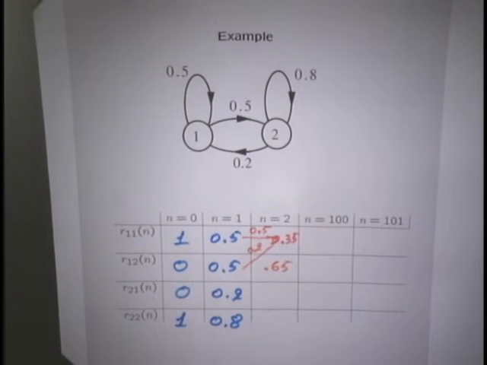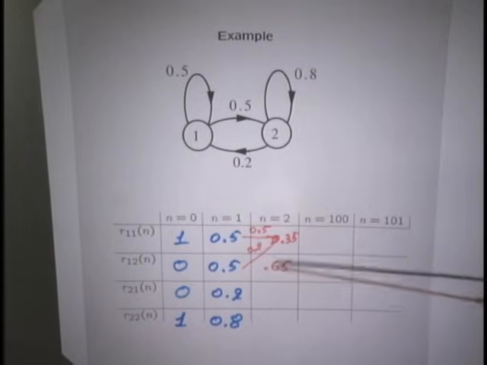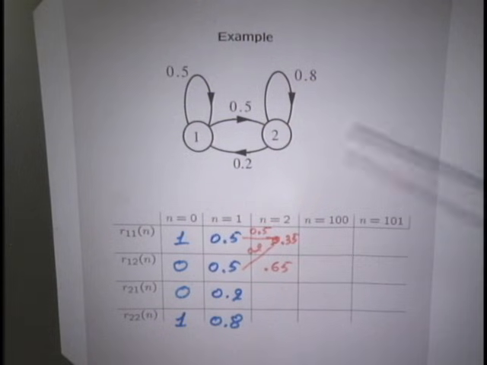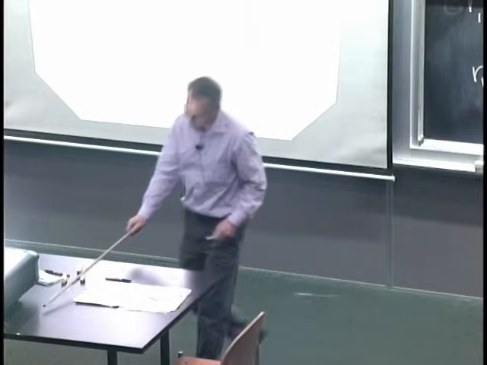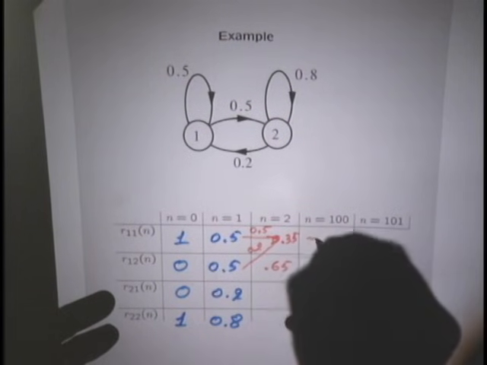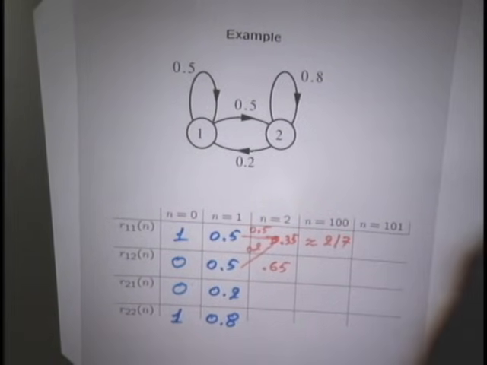And now to continue with the recursion, we keep doing the same thing. We take this number times 0.5 plus this number times 0.2, add them up, you get the next entry. Keep doing that, and eventually you will notice that the numbers start settling into a limiting value, 2/7.